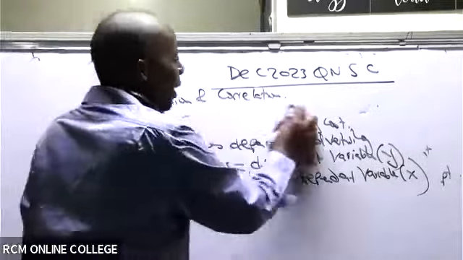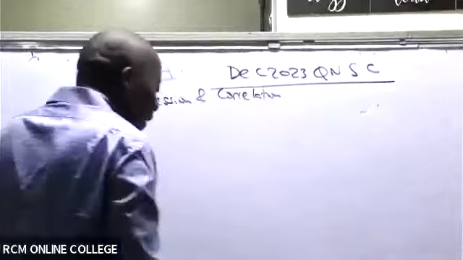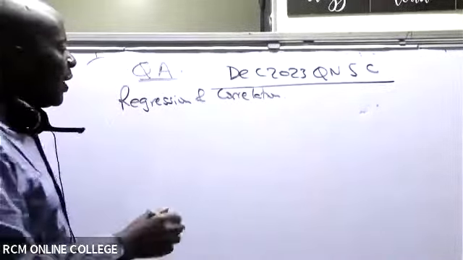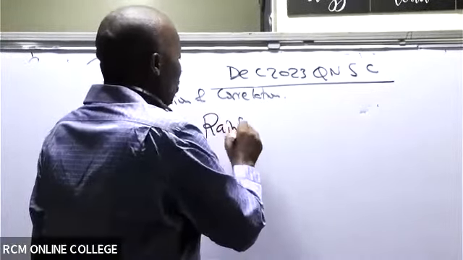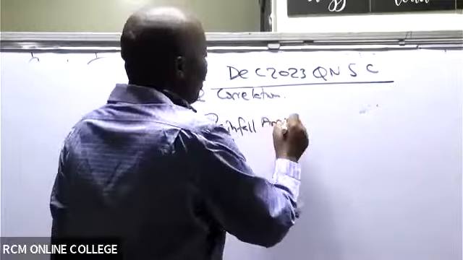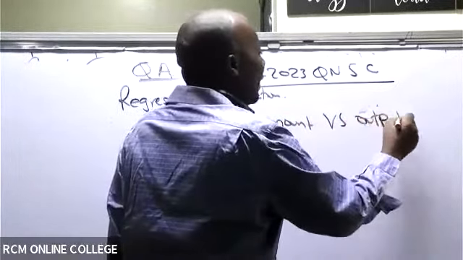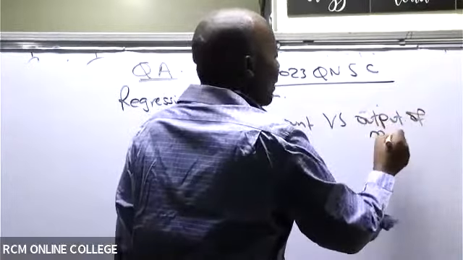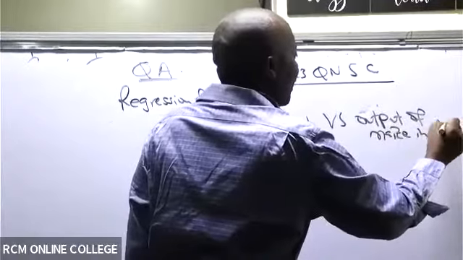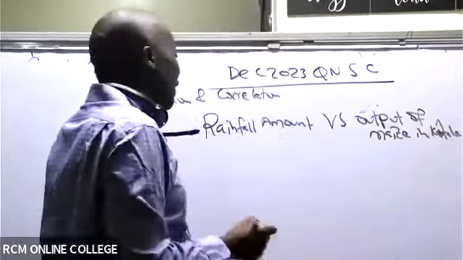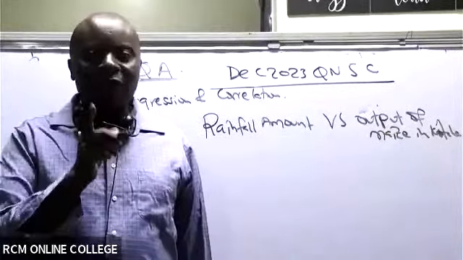How about this one? I'm 100% sure you will be able to get this right. If, for example, you are given rainfall amount versus output of maize in Kitale, then in this case, I think rainfall amount should be Y. Rainfall amount will be Y.